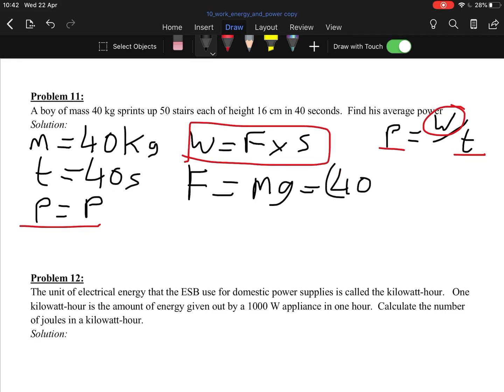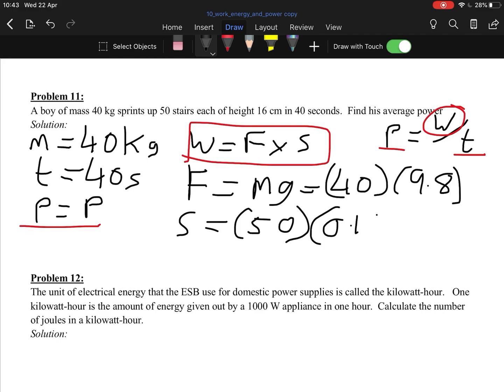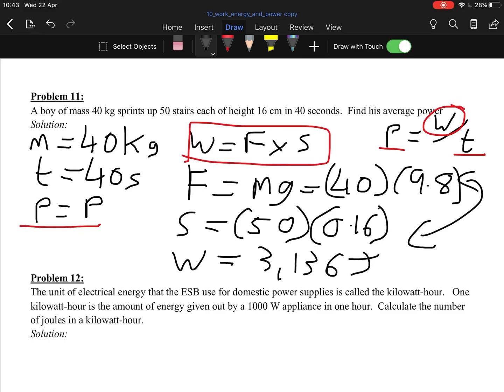Okay? And I didn't work that out. I just left it as 40 times 9.8. Displacement is, we have 50 stairs, and each one is 16 centimeters, so 0.16. You have to convert to meters. So you multiply this by this. So my work done should equal 3136 joules, and I'm out of space.